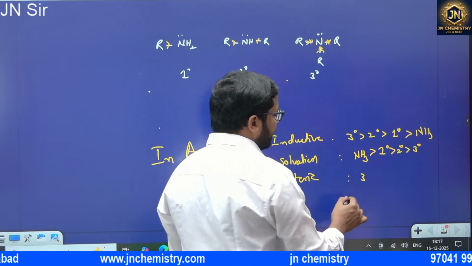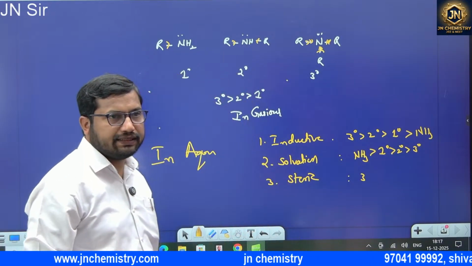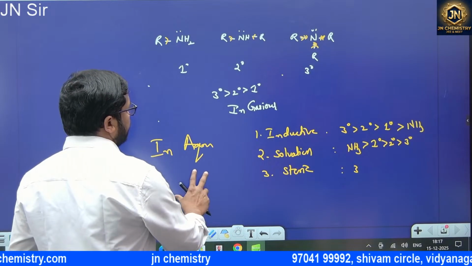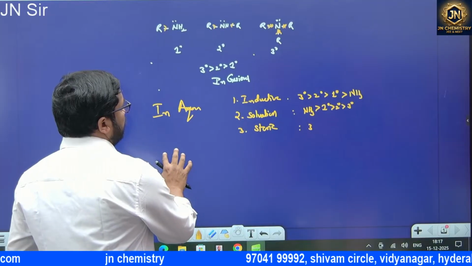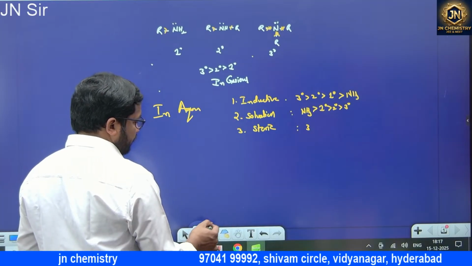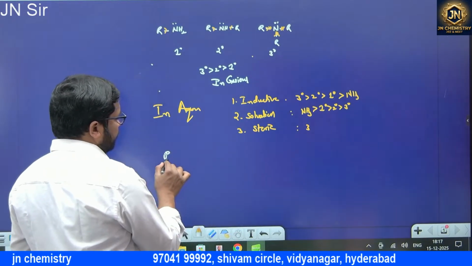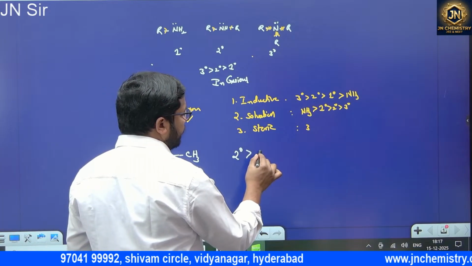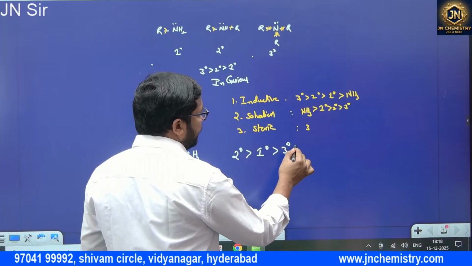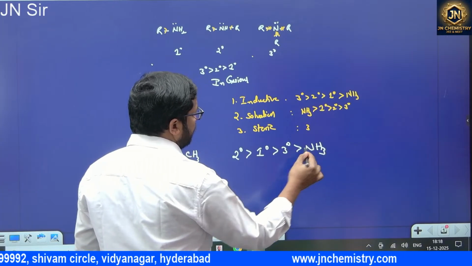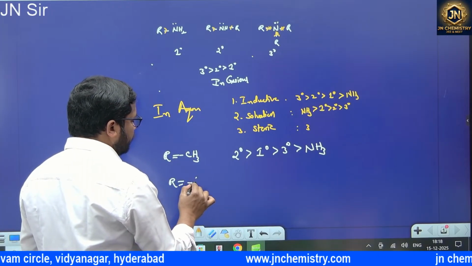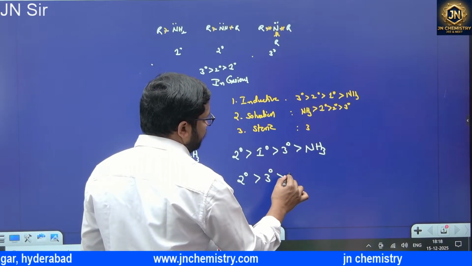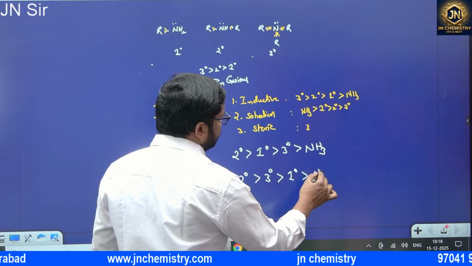So this is bulkiness. The more bulkiness, the less basic nature. This I already explained. Whereas here, if the R group is methyl, the order is 2 degree, then 1 degree, then 3 degree, then ammonia. If the R group is C2H5, the order is 2 degree, then 3 degree, then 1 degree, then ammonia.